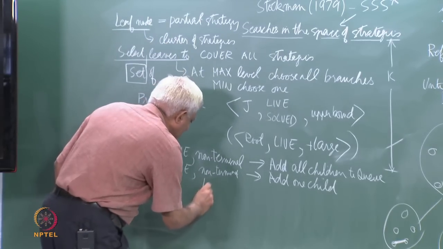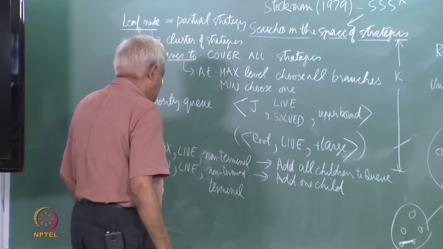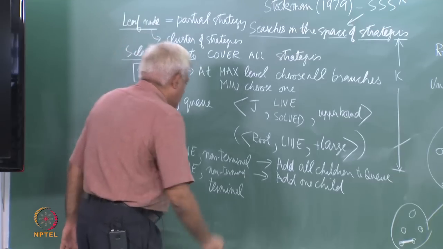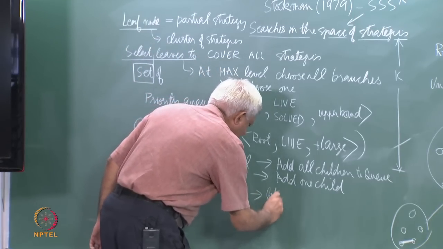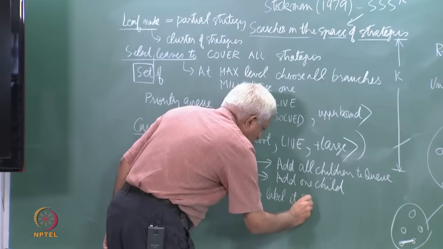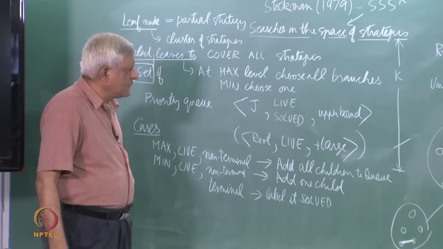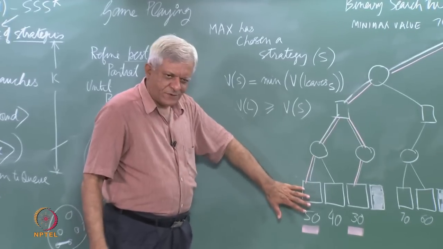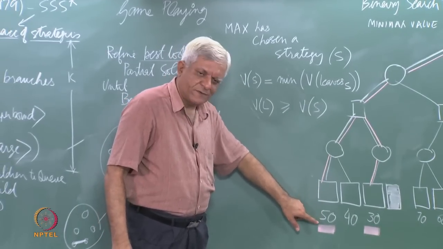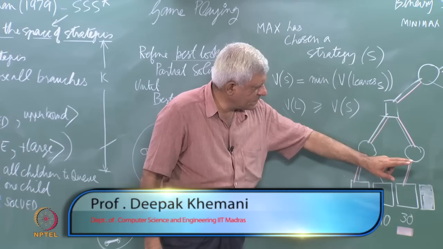But the moment we pick a terminal node, if it is terminal, you label it solved. So, these 4 nodes will be terminal, we will label them solved and we will put the values that we have, which is 50, 30, 30 and 70.